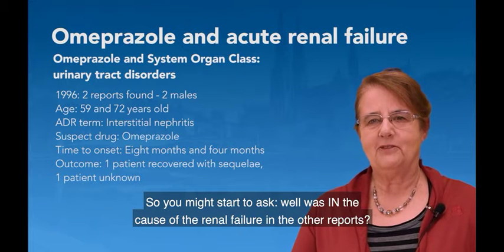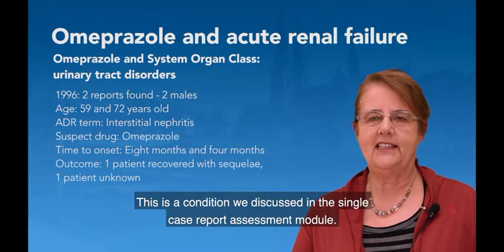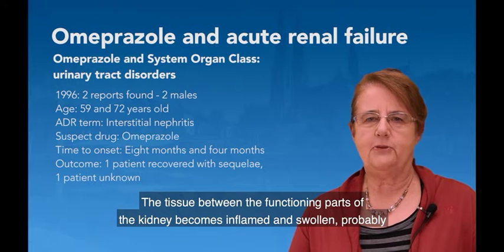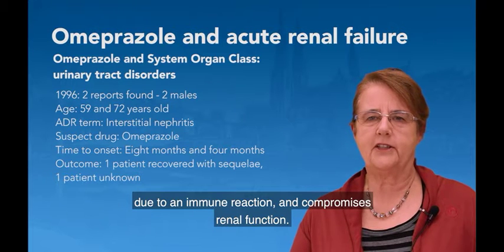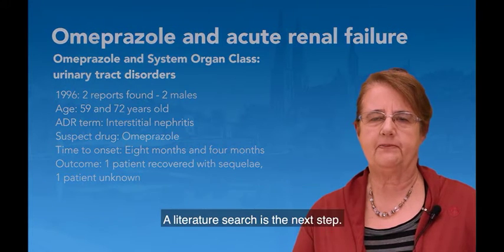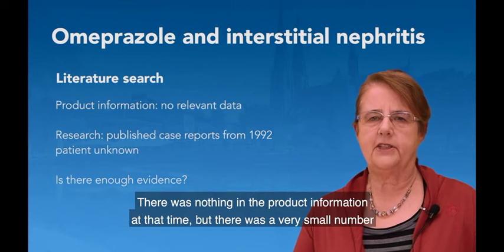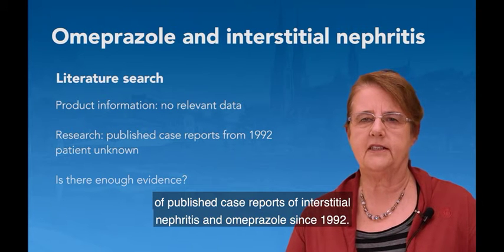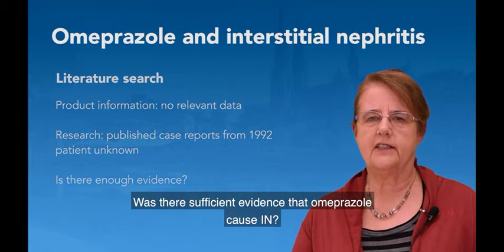So you might start to ask, well, was interstitial nephritis the cause of the renal failure in the other reports? This is a condition we discussed in the single case report assessment module. The tissue between the functioning parts of the kidney becomes inflamed and swollen, probably due to an immune reaction, and compromises renal function. A literature search is the next step. There was nothing in the product information at that time, but there was a very small number of published case reports of interstitial nephritis and omeprazole since 1992. Was there sufficient evidence that omeprazole caused interstitial nephritis?